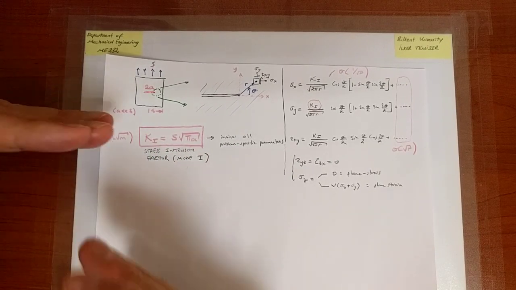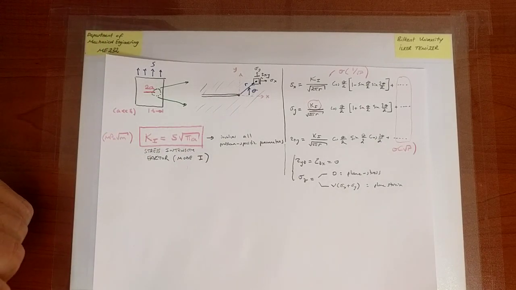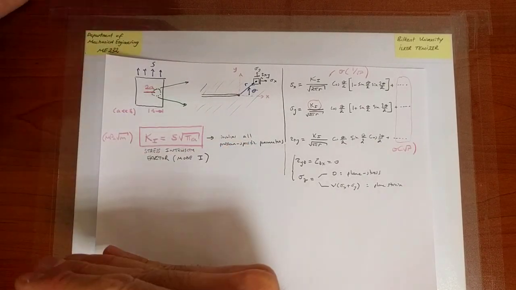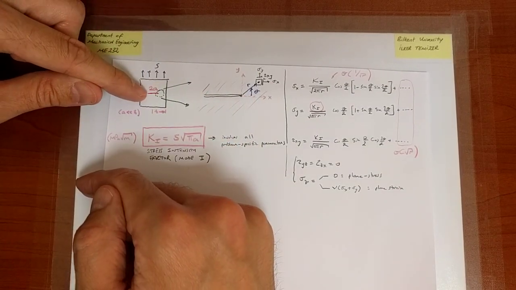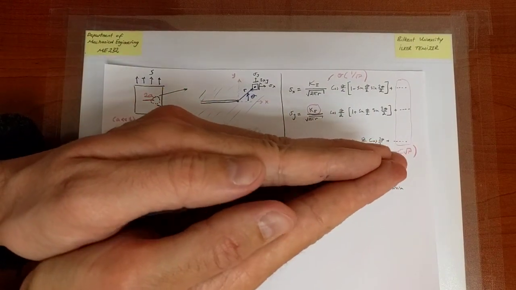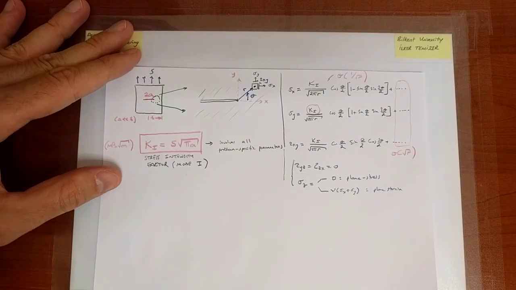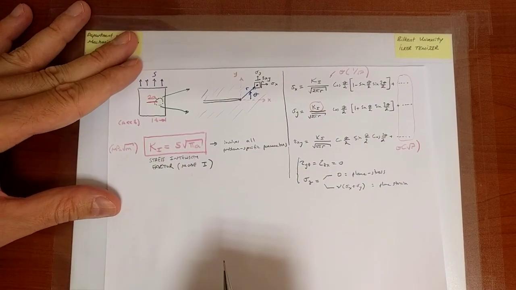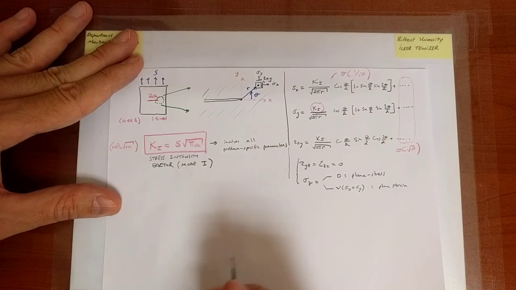So let's try to imagine what I'm trying to do here. I'm pulling on the plate, and when I pull on the plate, in that portion there is a hole, and that hole will try to open up because I am pulling on the plate. So that is why mode 1 is sometimes called the opening mode, right?